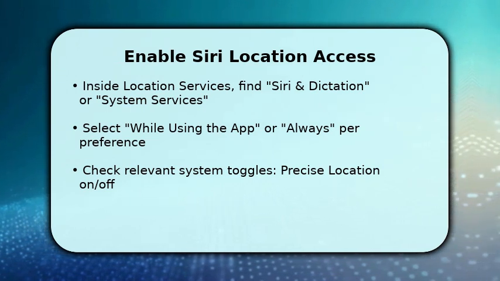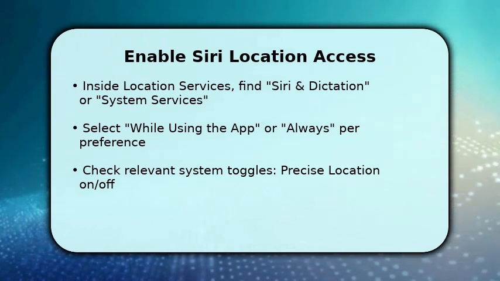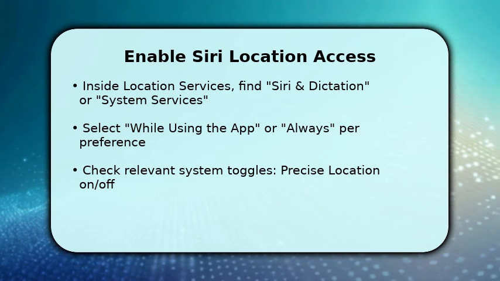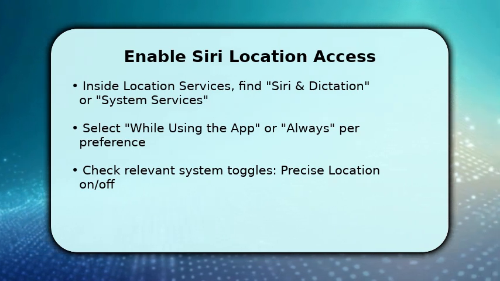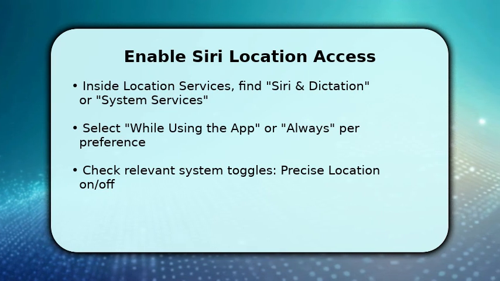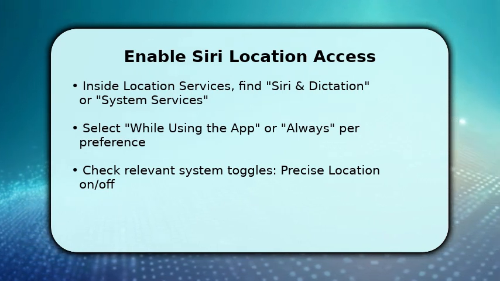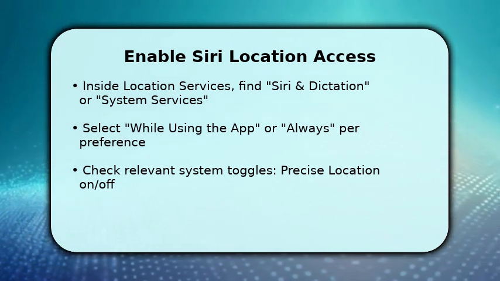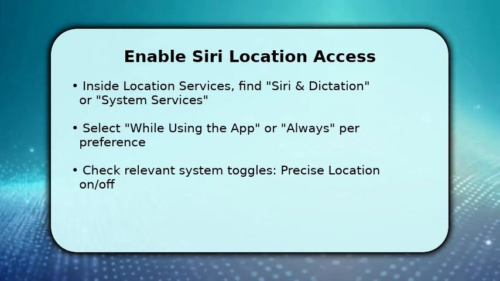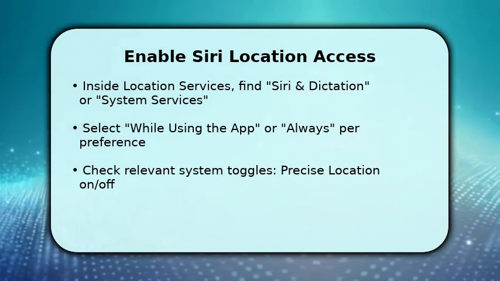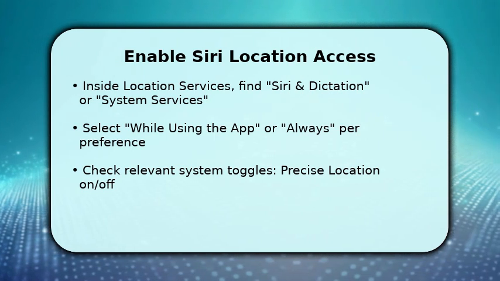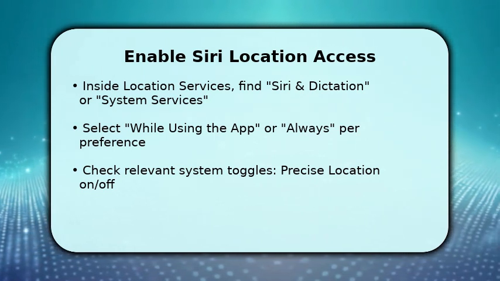Tap Siri and Dictation and choose the appropriate permission, while using the app for limited access, or always if you want background access. Make sure Precise Location is enabled when you need exact results. Turn it off for approximate location. You do this because Siri's answers and location-based routines depend on the permission level and precision you grant here.